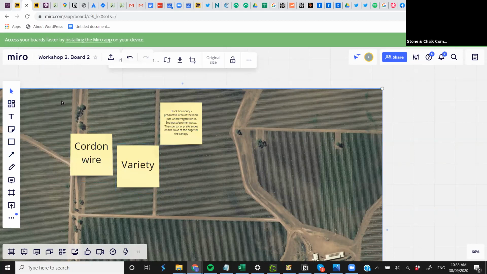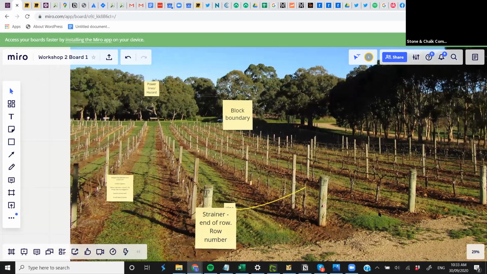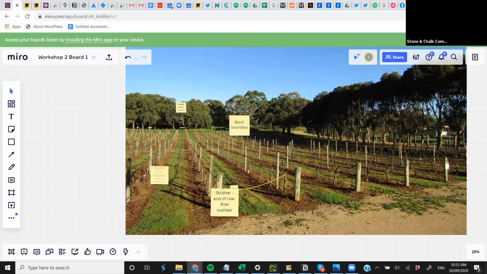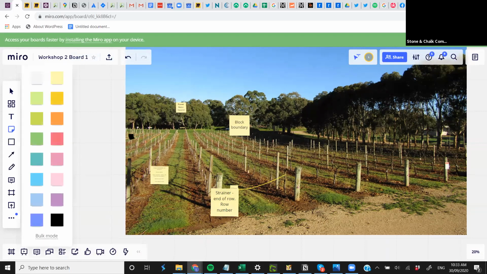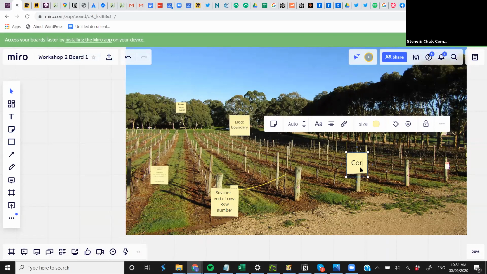Yep. So where is the cordon wire? That sounds like something we want to identify, the line the vine cordon is going along. Forgive my ignorance, but is every wire called a cordon wire, or is that just specifically on the edge boundary that you refer to that? No, you've got different wires. The cordon wire is where the actual fruit is produced. And then the other wires are catch wires or whatever.